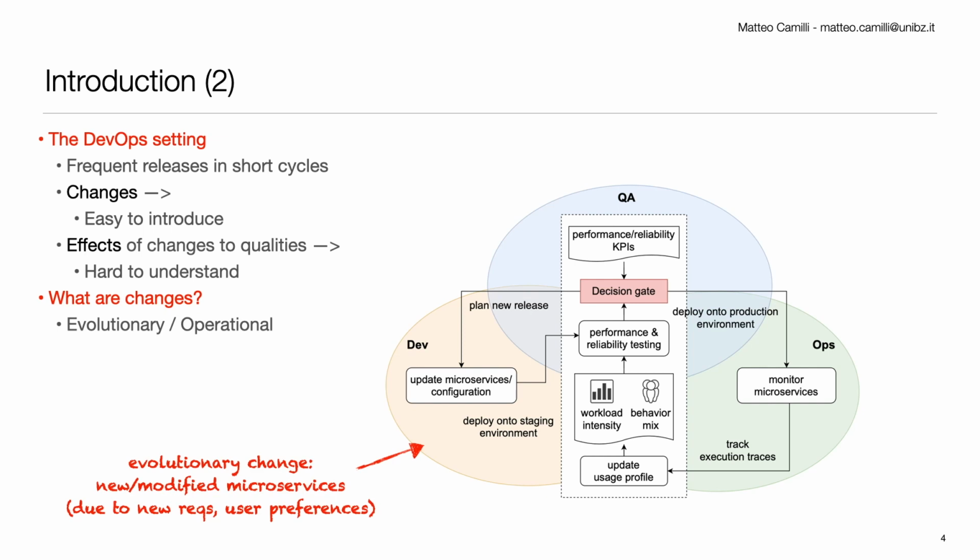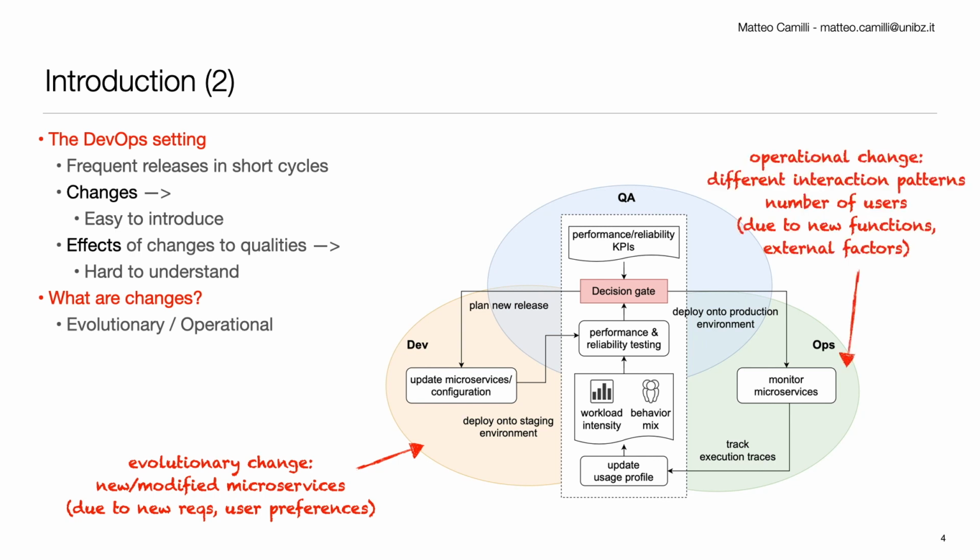An evolutionary change occurs in development because of new or modified microservices, for instance, because of new requirements or new or modified user preferences. An operational change occurs instead in operations because of new kinds of users, different interaction patterns, or a changed number of users due to new pieces of functionality, or due to external factors like, for instance, the pandemic condition that could modify the way users interact with the target system.